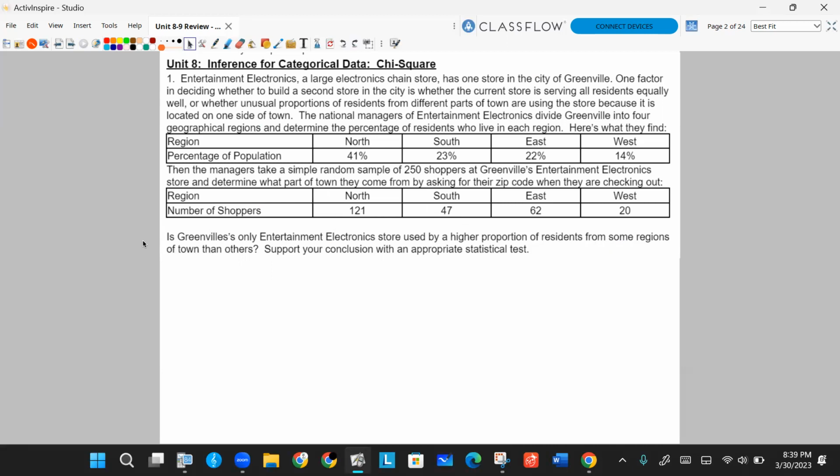And the question is: Is Greenville's only entertainment electronics store used by a higher proportion of residents from some region of town than others? Support your conclusion with an appropriate statistical test. Think about what test we're going to use. It's going to be some sort of chi-square test. Maybe you want to pause the video and try it on your own, and then I'll start going over it.